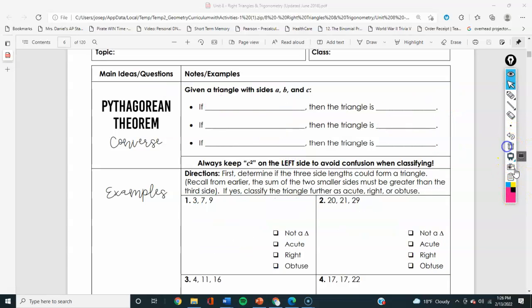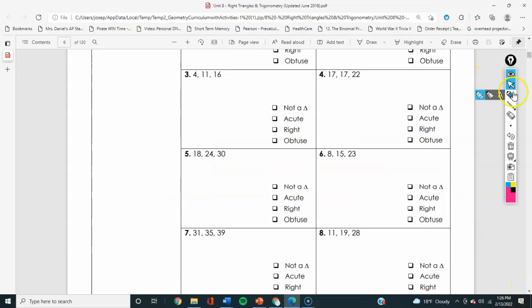Alright, we're almost done. Alright, let's check this one. Number 3. First thing I gotta check, is it a triangle? So 4 plus 11 is 15. 15 is smaller than 16. It has to be bigger. If it's not bigger, it's not a triangle. So that is no, not a triangle.